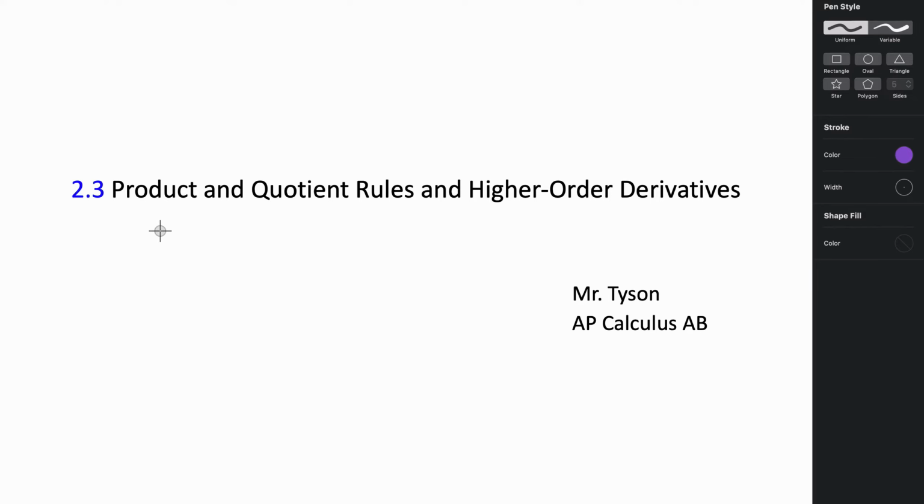In this video, we're looking at the product and quotient rules from section 2.3 in the textbook, and also looking at higher order derivatives, including derivatives of the trigonometric functions. So first, we'll talk about the product rule.